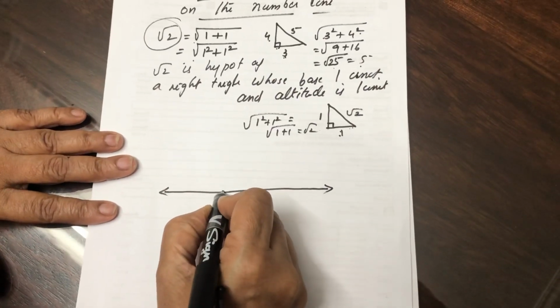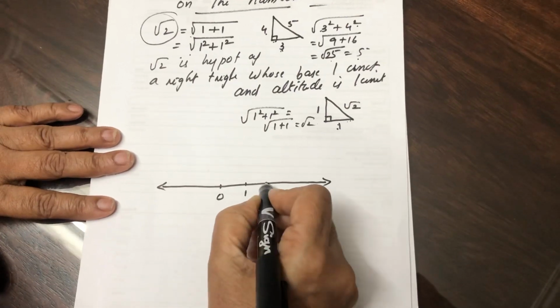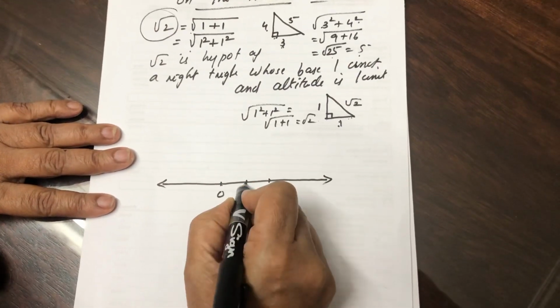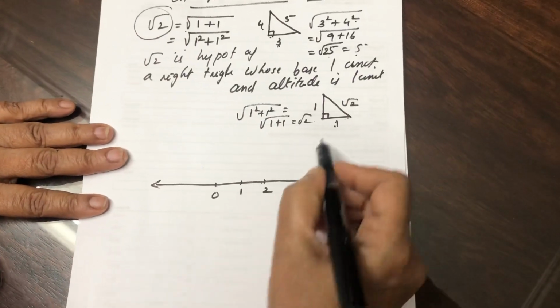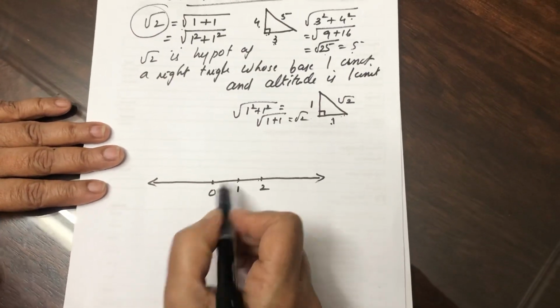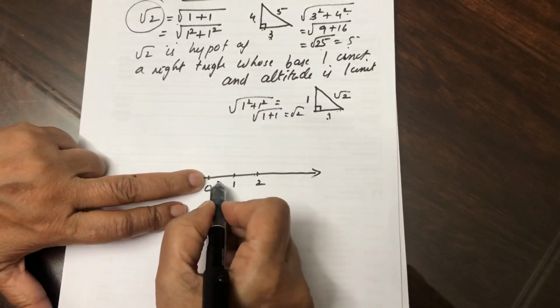This one we have taken as 0, equal distance. This is 1. This is 2. See this one, these are equal distance. Now we want to make a right angle triangle here. 0 to 1, this is 1 unit.